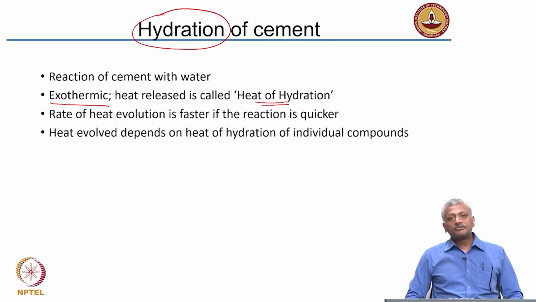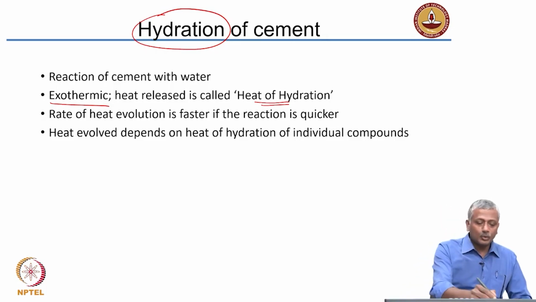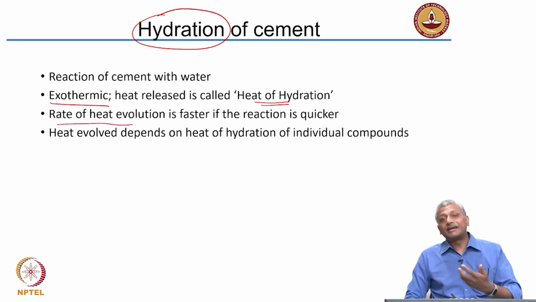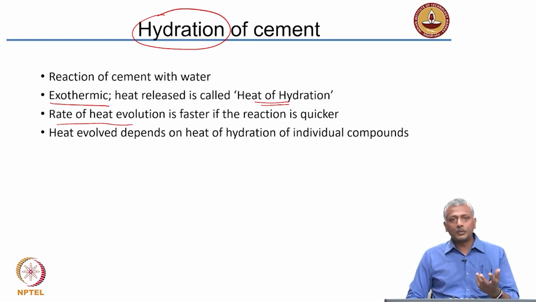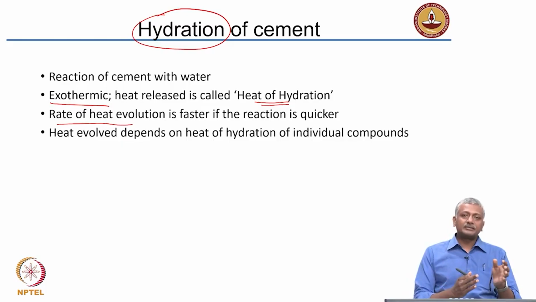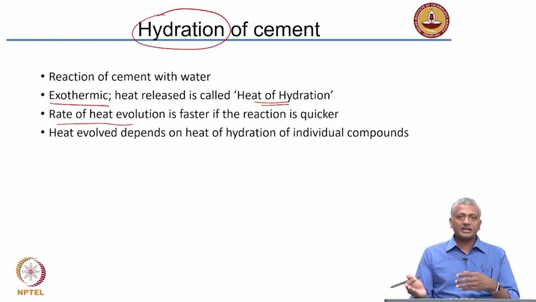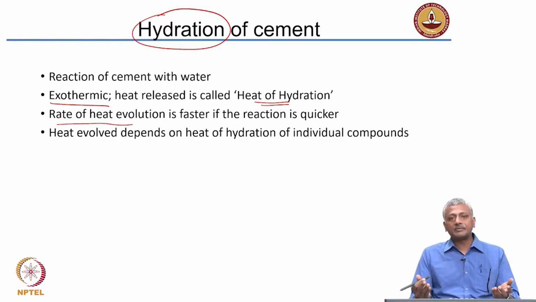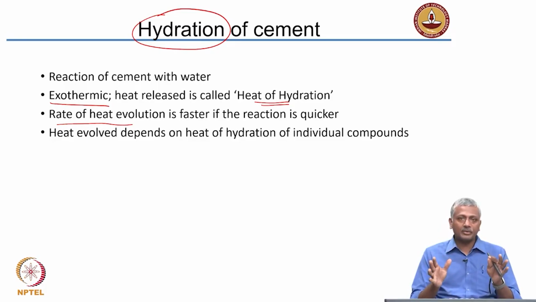Now, if your reaction is faster, you evolve more heat rapidly. Now, you can look at it in two ways. One is your heat is getting evolved rapidly caused by a very fast reaction. That means your setting and strength gain of the cement will be much faster. But at the same time, you also have to remember, if you are releasing a lot of heat very fast, then your potential for cracking is also more. So, have to be very careful about how you control the rate of reaction of the cement.